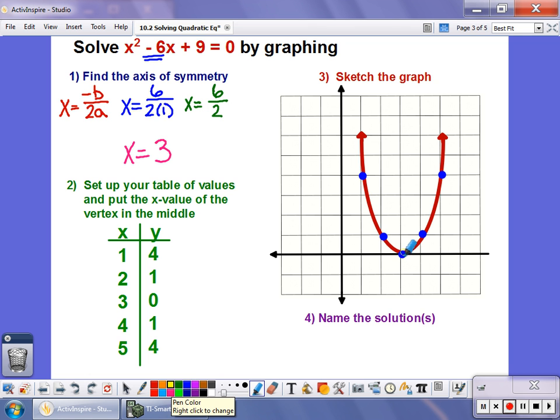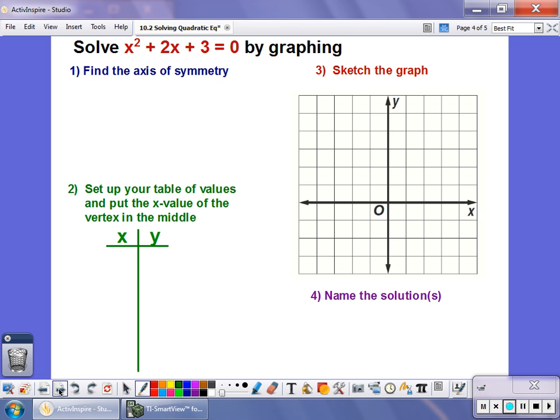Now when I look at this parabola, when it comes to naming my solutions, they are the place where they cross the x-axis, right here. Okay, that's the only solution I have, because it's the only place where it crosses the x-axis. If I want to name this solution, it's at 3, 0. Okay, so there's only one solution, one ordered pair. Let's try one more example here.